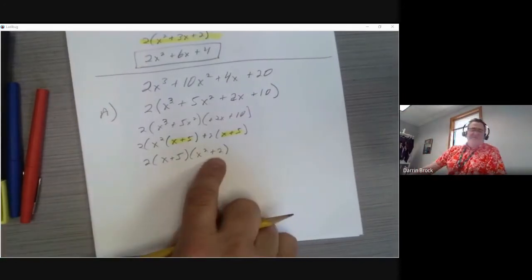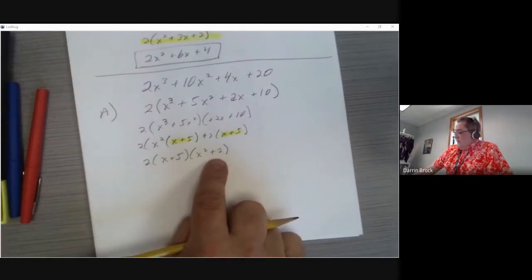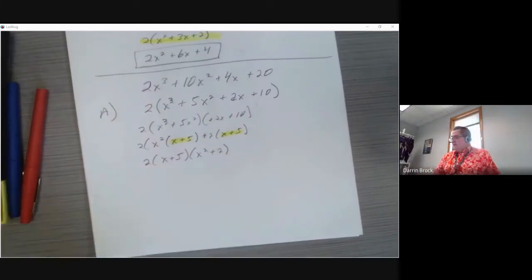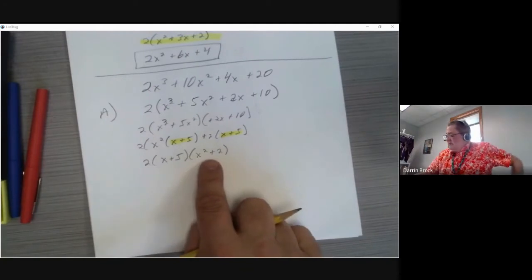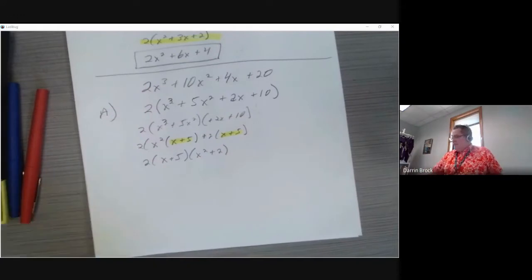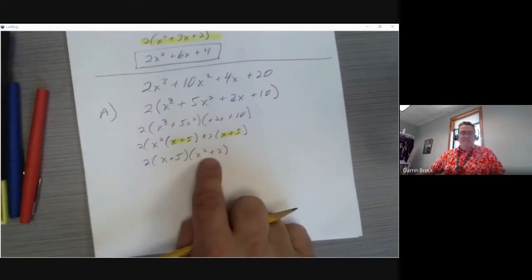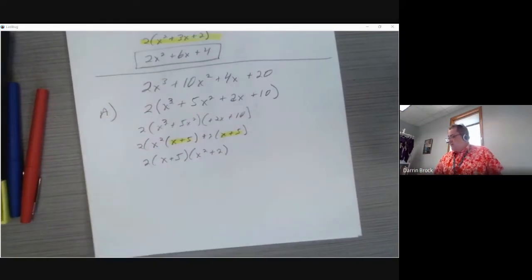And x squared plus 2 cannot be factored anymore, right? Because it's x times x, but this 2 is just 2 times 1. This is not a difference of perfect squares. It doesn't have the middle term to be able to factor that. This is a prime polynomial. We can't factor that any further.